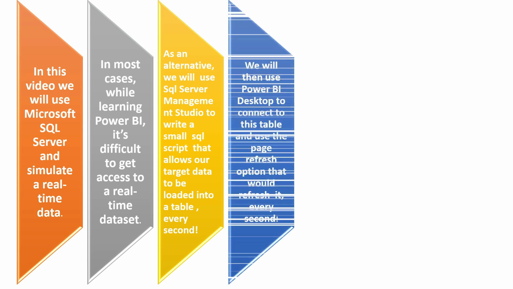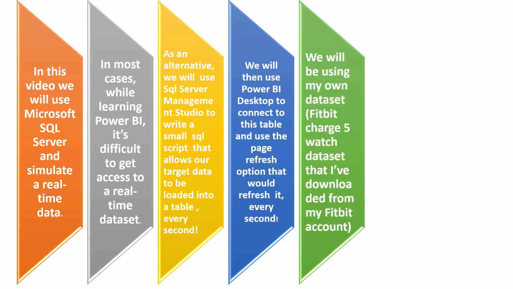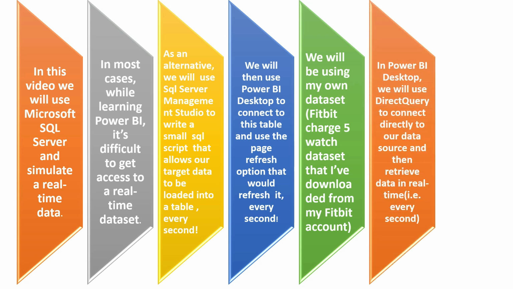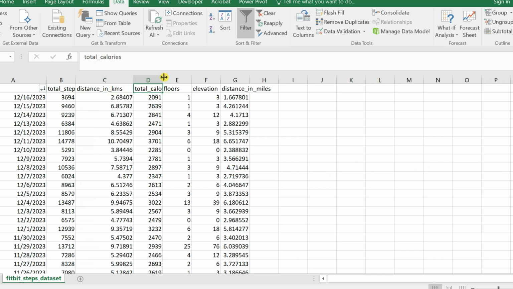And subsequently we'll use Power BI's page refresh, the auto refresh option, so that the data will be loaded every second or so. That way we have a kind of simulated real-time dataset, so that we can create a dashboard in Power BI, and whenever the data changes in SQL Server, the dashboard also changes. Whenever somebody is looking at the dashboard, it looks as though it is being updated every second in real time.